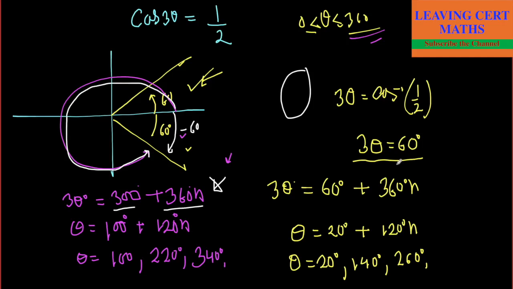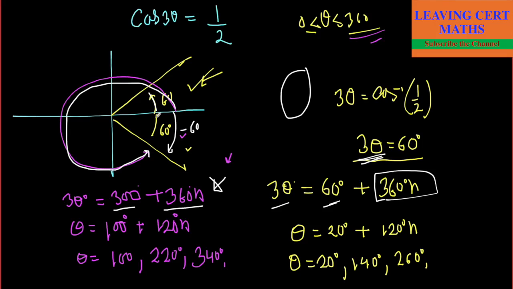What does the 3 theta mean? 3 theta is given here. 3 theta is equal to 60 degree, so that's why I have written 3 theta is equal to 60 degree, and for general I have added 360 degree. Is that okay?